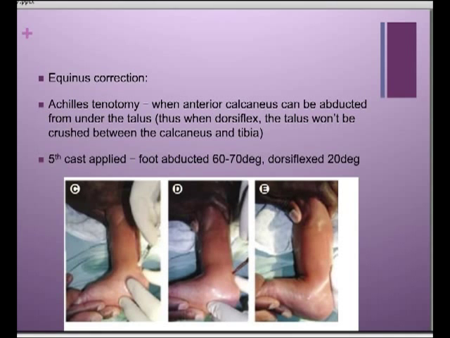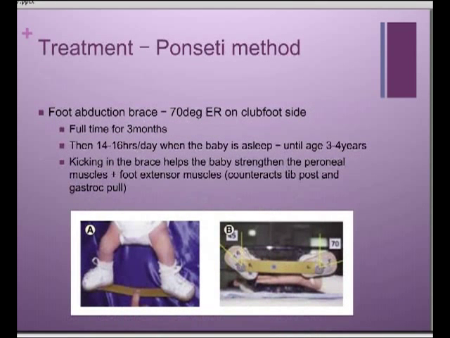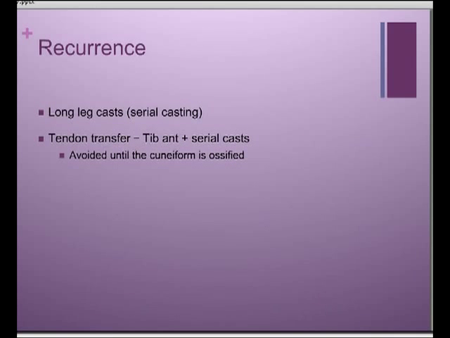The kids are then put in a full-time brace for 3 months, which looks like this. The abnormal foot's put in 70 degrees. They say that kicking in the brace helps the baby to strengthen... to counteract the deforming forces. After the 3 month period, it's then continued on for... recurrence of the condition may require a long leg cast.